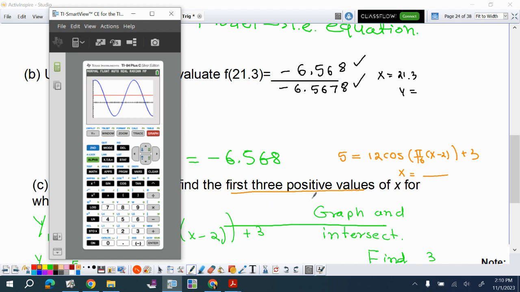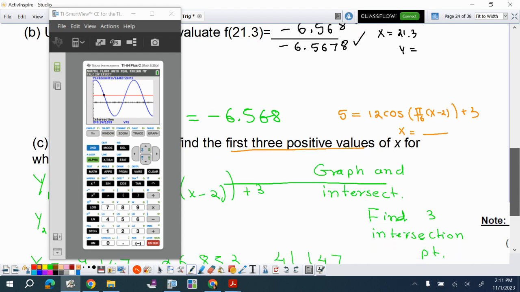Positive 3 means first, second, and third. If it says negative, then you have to go in the other direction. Okay, so how do we find the first one? Second, trace, 5. Okay, so I'm going to bring it closer to the first intersection. You don't necessarily have to be right on top of it. You have to be somewhere in this region. So press enter 3 times. 1, 2, 3. So 9.147. That's the first intersection.